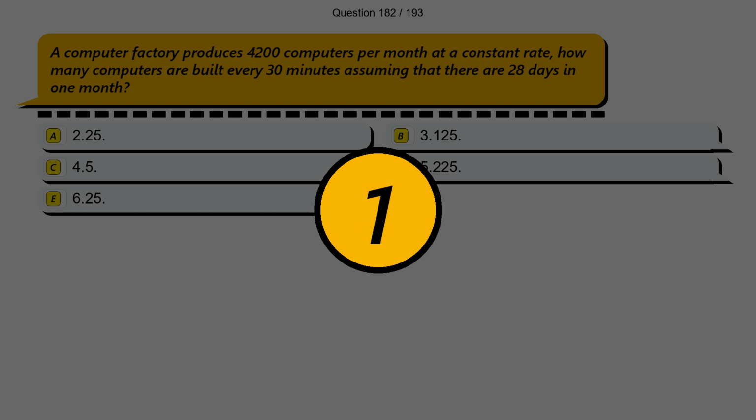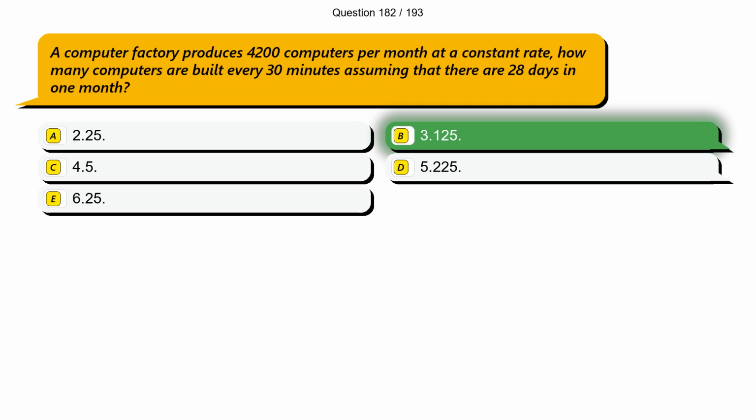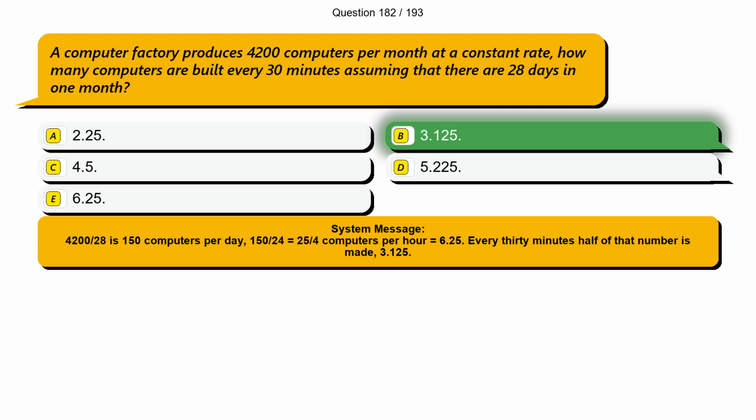The correct answer is option B, 3.125. 4,200/28 is 150 computers per day. 150/24 = 25/4 computers per hour equals 6.25. Every 30 minutes half of that number is made, 3.125.